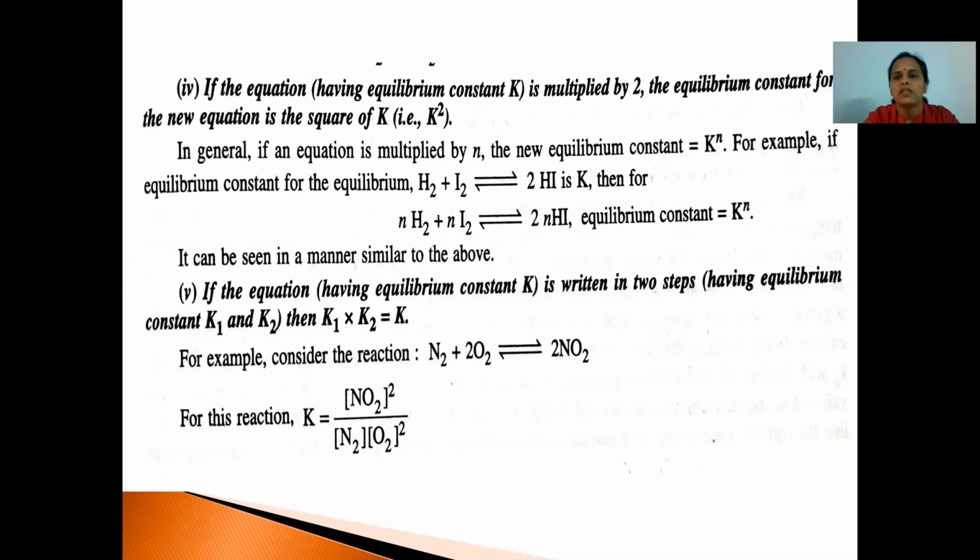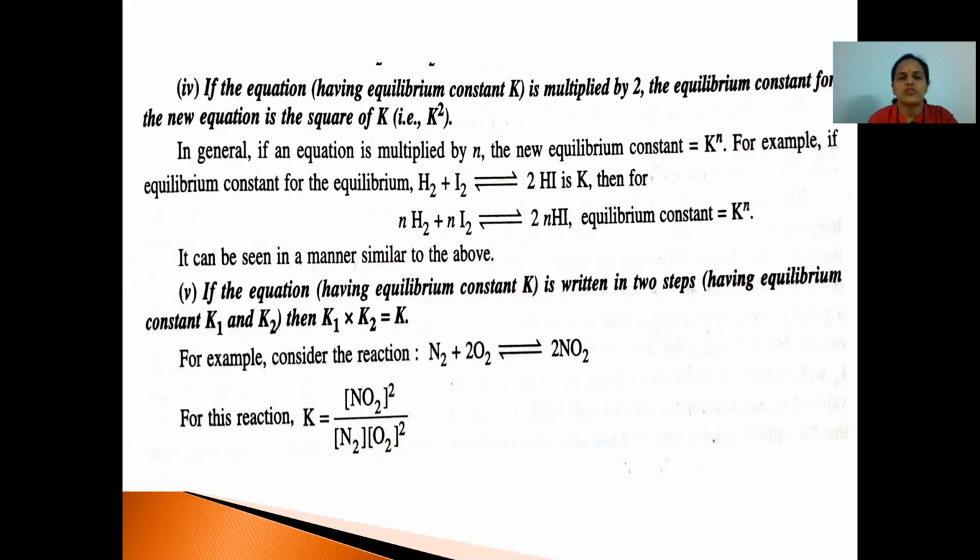For example, if the equilibrium constant for the equilibrium reaction H2 plus I2 gives 2HI is K, then n moles of H2 plus n moles of I2 gives 2n moles of HI. Equilibrium constant is equal to K raised to n.